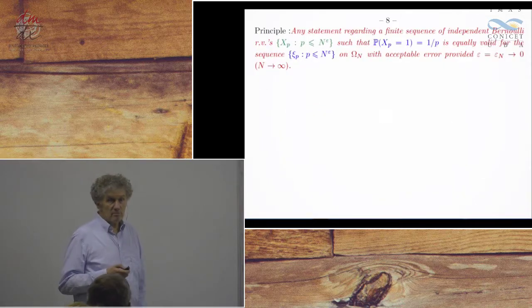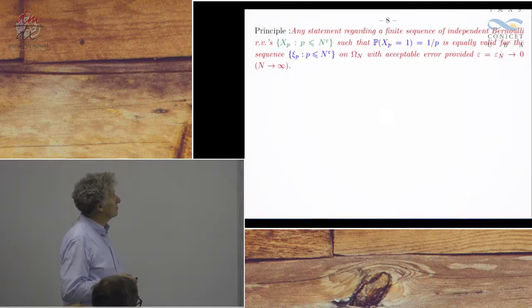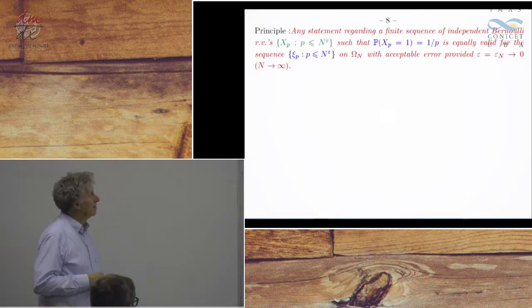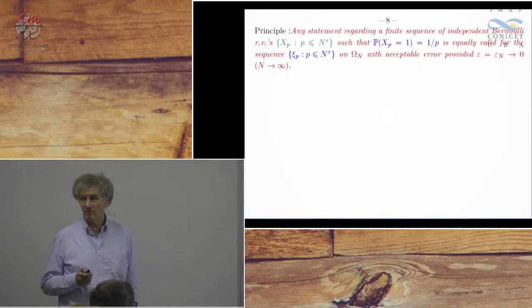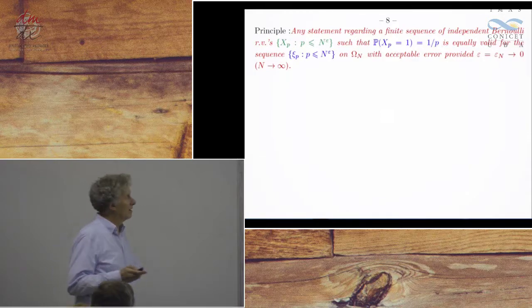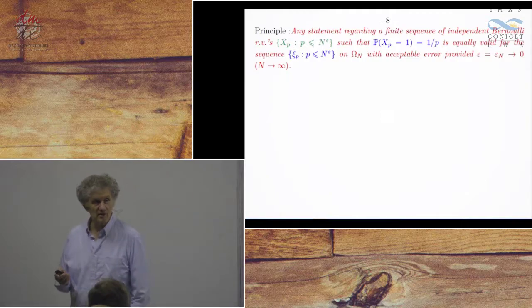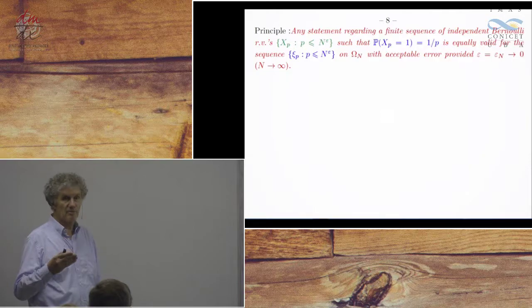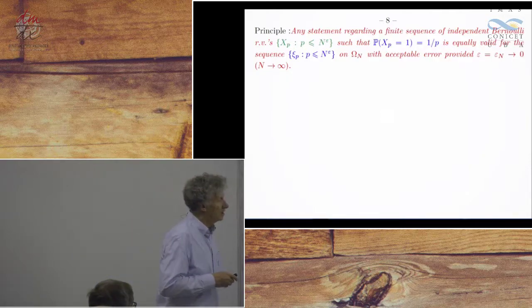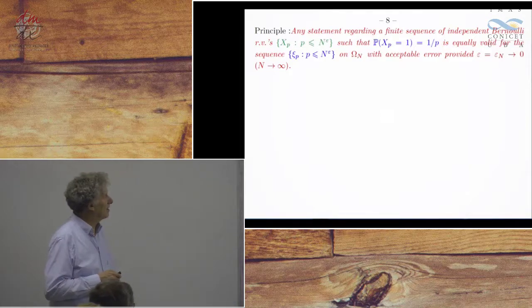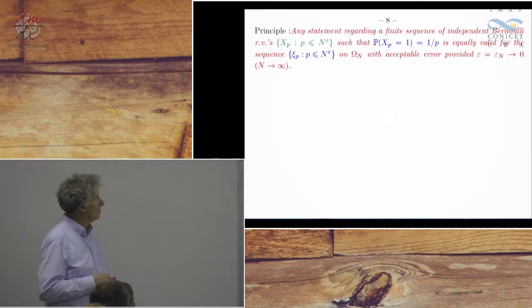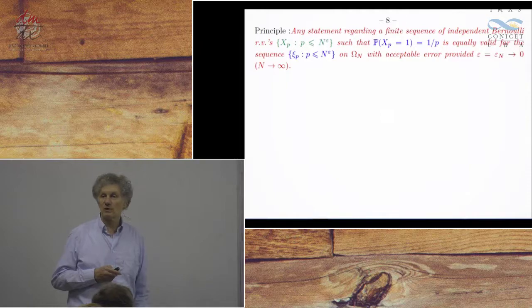So we have a principle from this. Any statement regarding a finite sequence of independent Bernoulli random variables X_p, p less than n to the epsilon, with the usual probability, is equally valid for the sequence of the psi_p's, with an acceptable error, provided the epsilon tends to 0. So that's simple. If you take any result in probability theory, then you can translate it into a statement regarding arithmetic functions, as far as the primes p are restricted to be less than n to the epsilon.